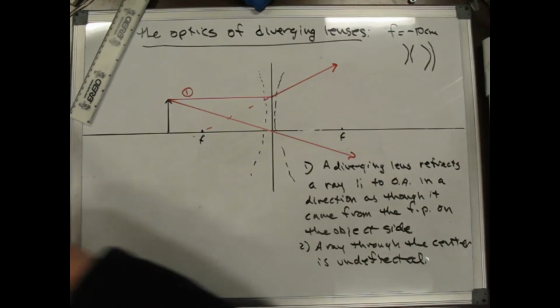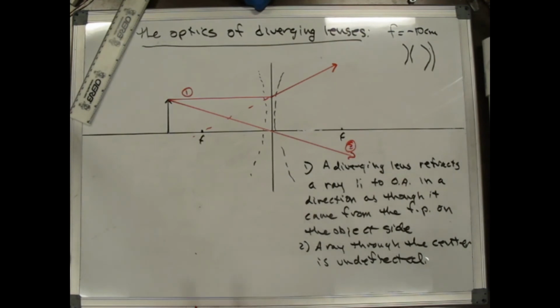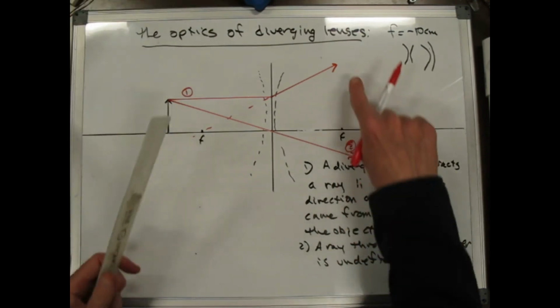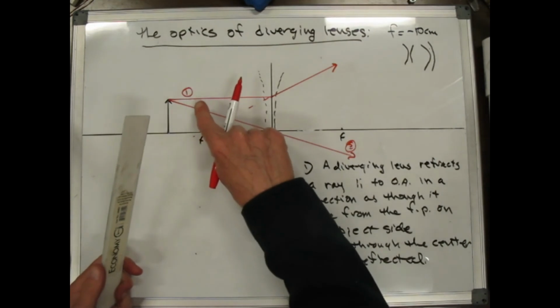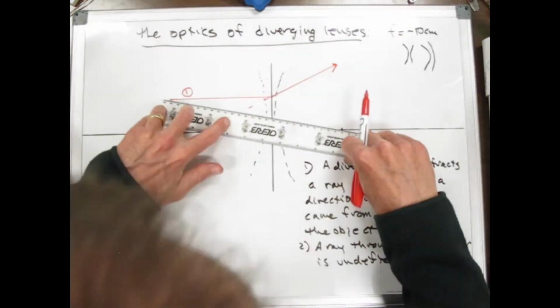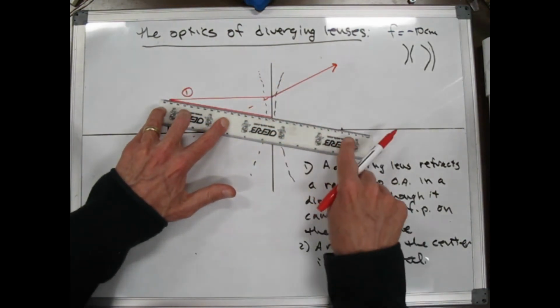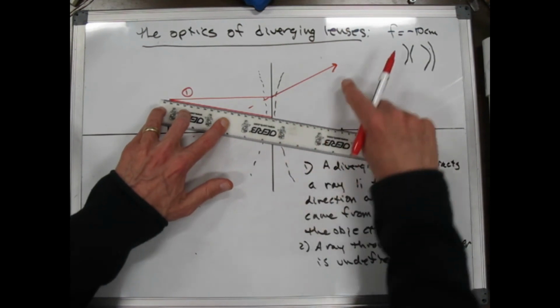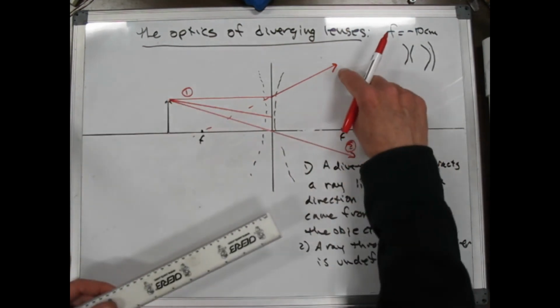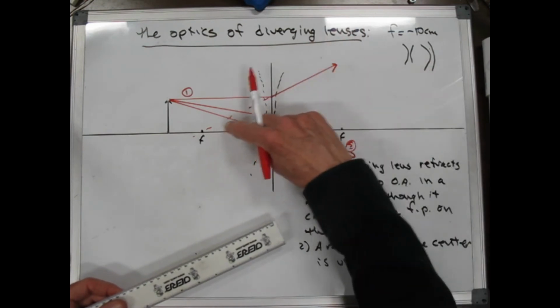Let me number it in red. This is number 2. So we're going to kind of do the reverse of this one. We're going to say, look, a ray aimed at the focal point on the other side. Are you with me? So I'm saying, look, a ray leaving this guy as though it were coming at the focal point on this side. Are you with me? So notice if I reverse this ray, it looks like it's going right at the focal point on the other side of the lens, right?